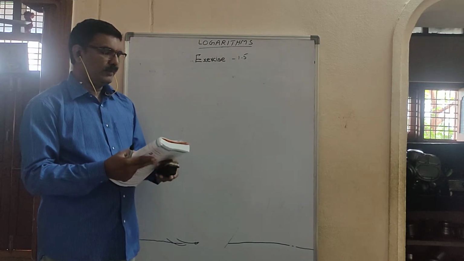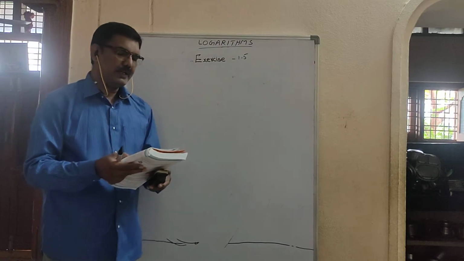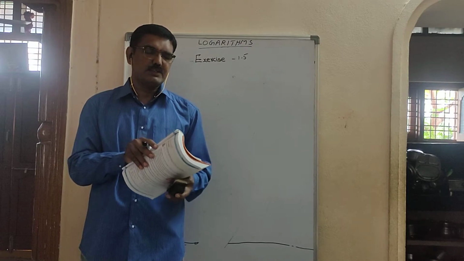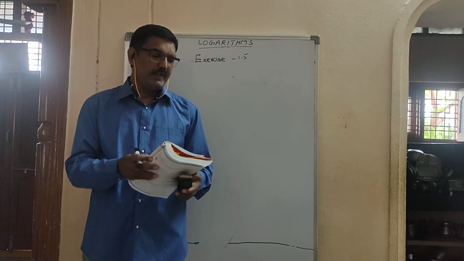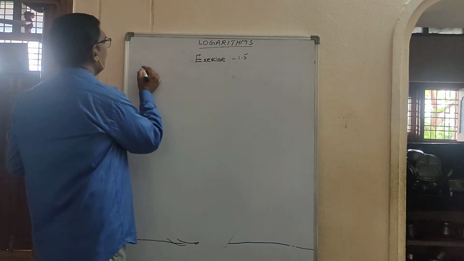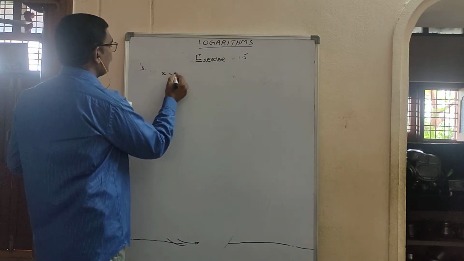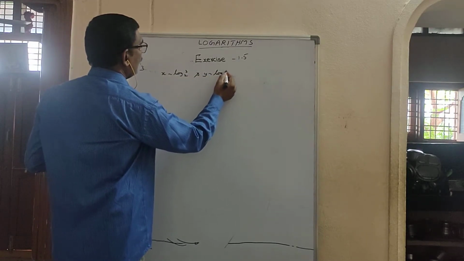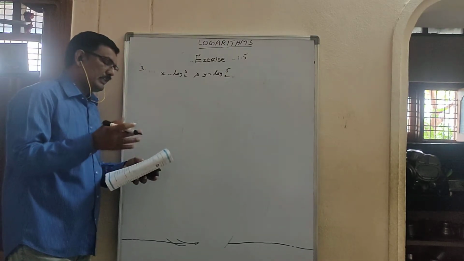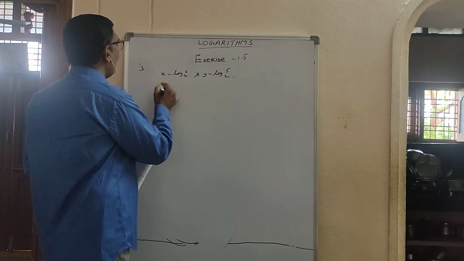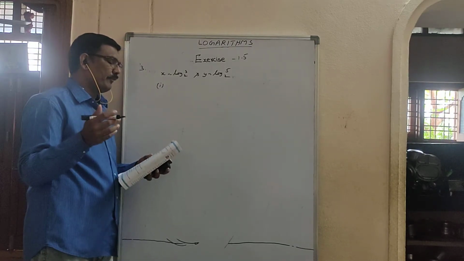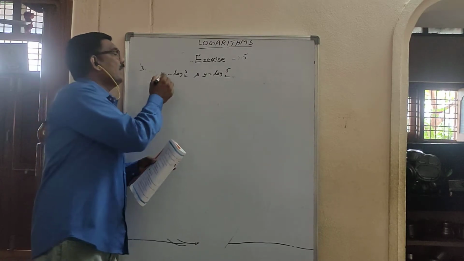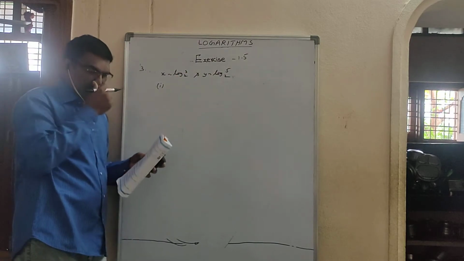Now the third problem, if I read: evaluate each of the following in terms of x and y. It is given that x is equal to log 3 base 2 and y is equal to log 5 base 2. He is asking to express all in terms of x and y, whereas the x value is this, the y value is this one.